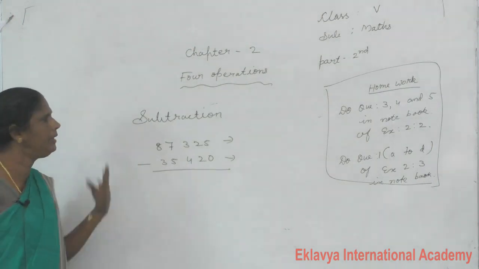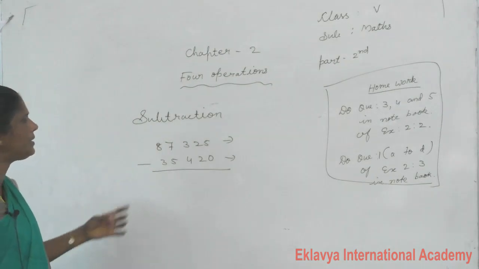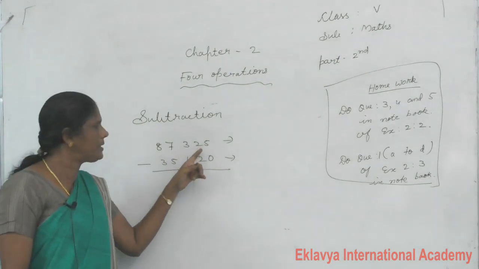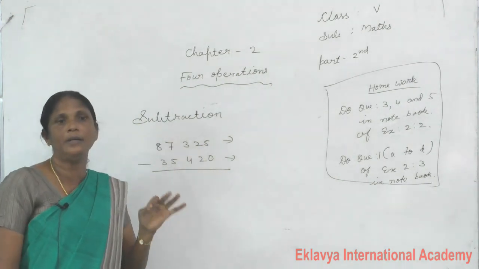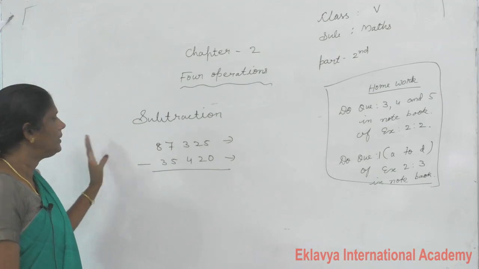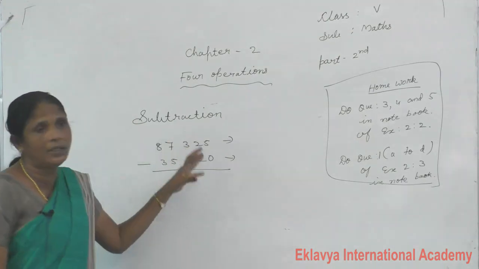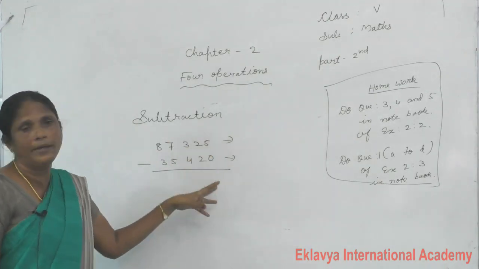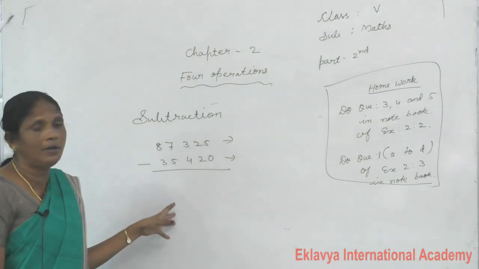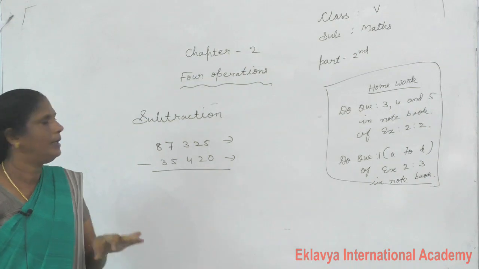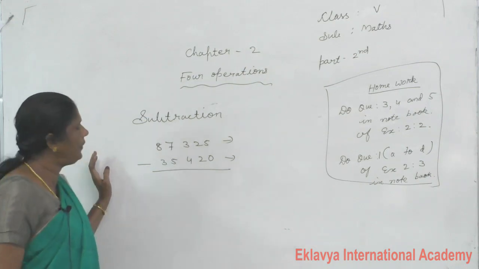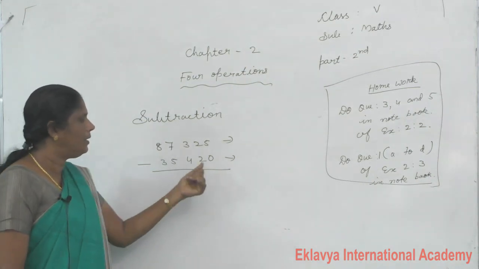Already you studied this in the previous class, in 4th class. The bigger number is called minuend, the smaller number is called subtrahend. Then the result of the two numbers is called difference. First, now we subtract this number.